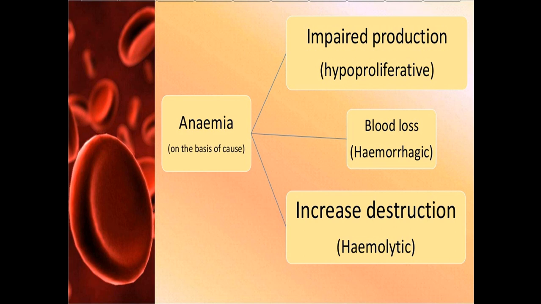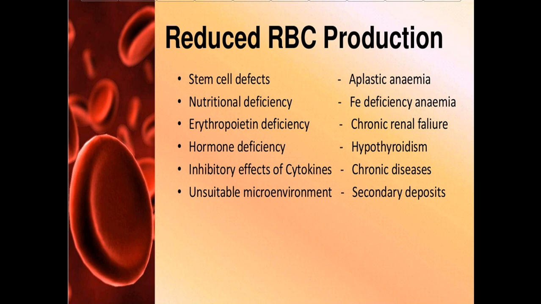The anemia on the basis of cause is divided into impaired production, that is hypoproliferative, blood loss, that is hemorrhage, and increased destruction, that is hemolytic. So we will discuss them one by one. Reduced RBC production includes different causes like stem cell defects, nutritional deficiency, erythropoietin deficiency, hormone deficiency, inhibitory effects of cytokines, aplastic anemia, iron deficiency anemia, chronic renal failure, hypothyroidism, and chronic diseases.